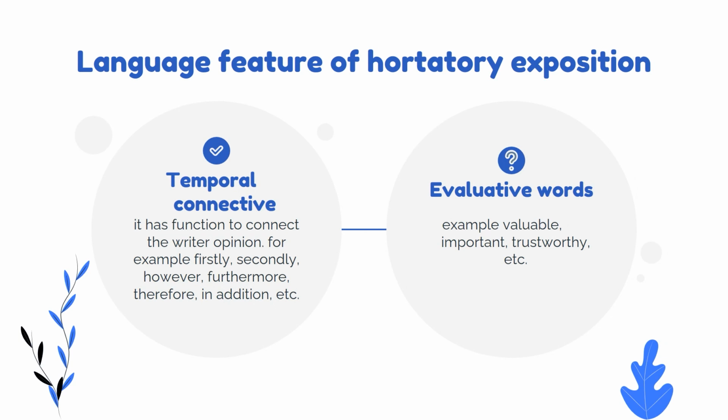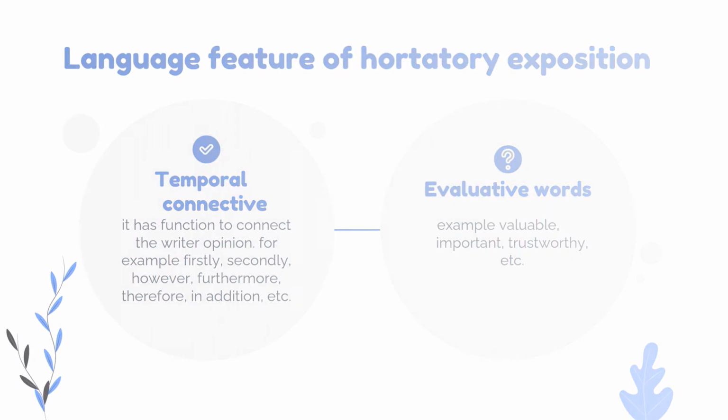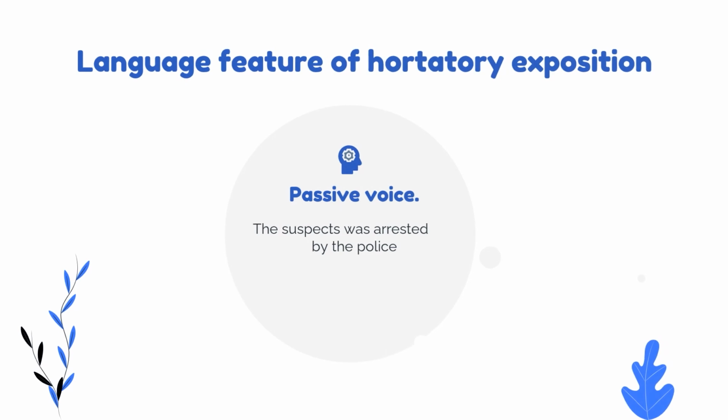For the next language feature of hortatory exposition consists of temporal connective. What is the function of temporal connective? It has function to connect the writer's opinion. For example, firstly, secondly, however, furthermore, therefore. And also hortatory exposition uses evaluative words. For the example valuable, important, trustworthy, etc. For the last, hortatory exposition uses passive voice in the text. For the example you can read it below.